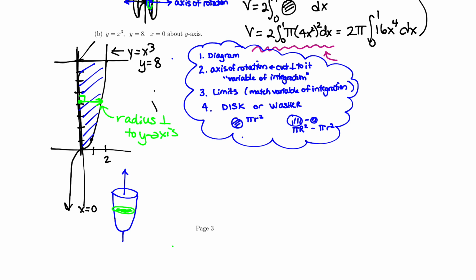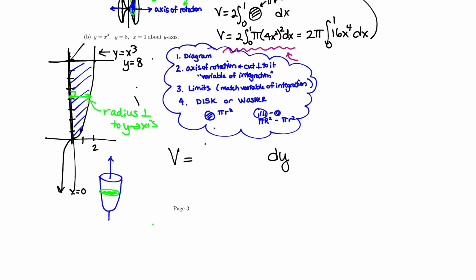Volume equals, because we're cutting perpendicular to the y-axis, that means we're integrating with respect to y, and Eli, you told me 0 to 8, and then pi r squared. Our radius has to be a function of y, which means we want x equals. We have to solve for x, so that we have x equals something.